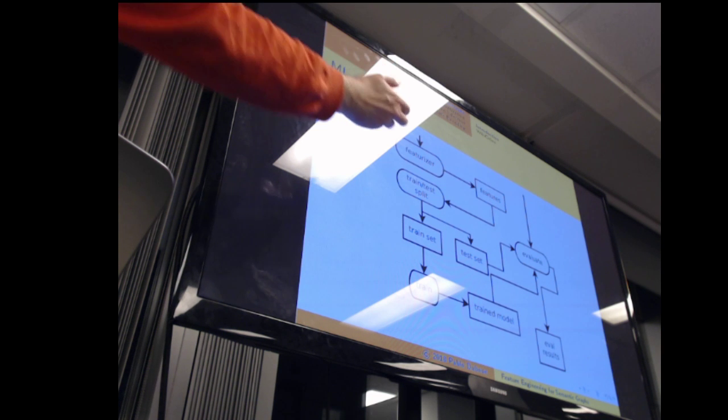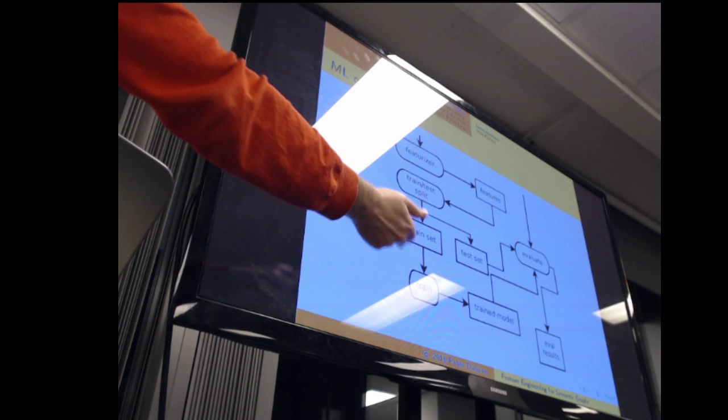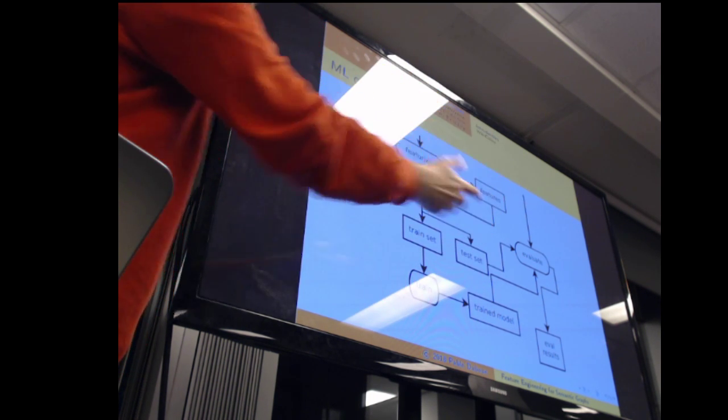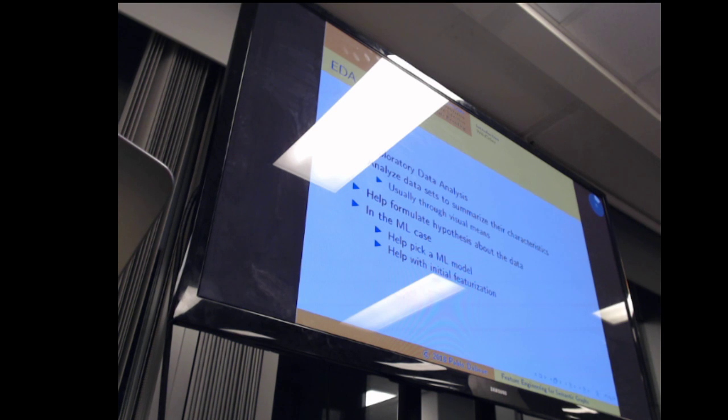And then the rest of the machine learning cycle goes as usual. You take those features, you split them into a train set and a test set. You take the train set, train your model, and then you take your test set and evaluate it with the metrics you have designed beforehand. And then you get your results.